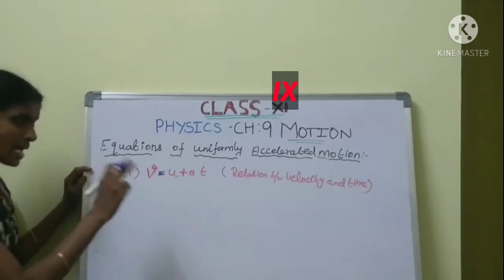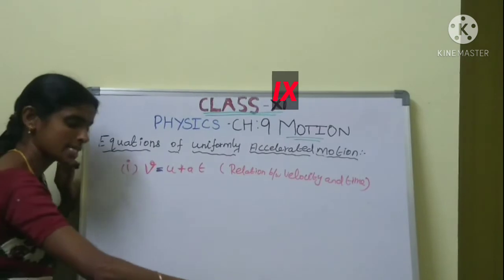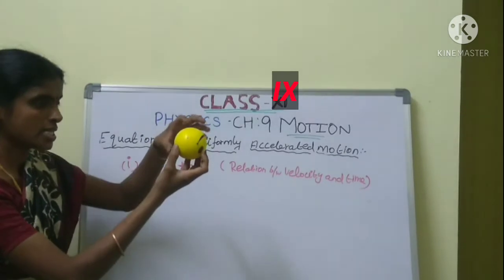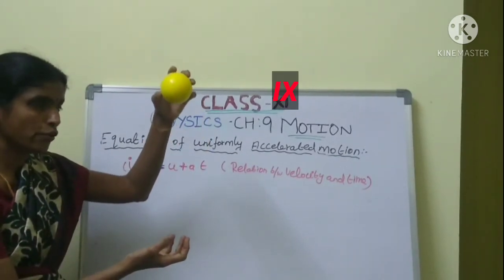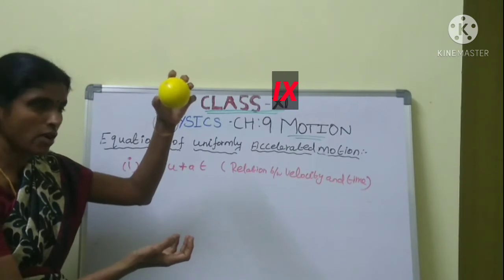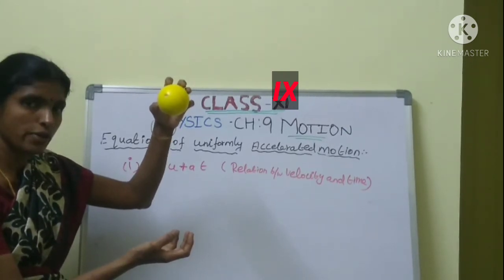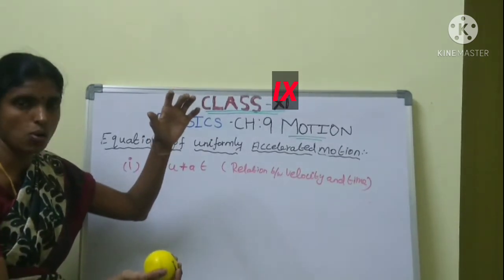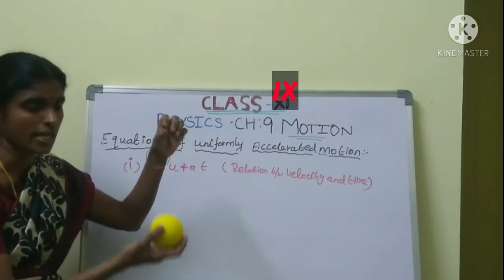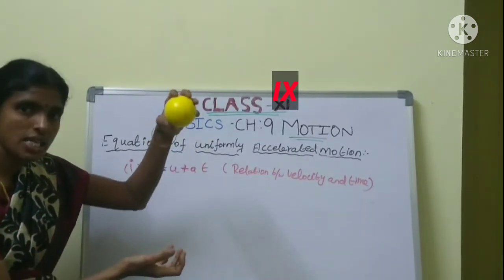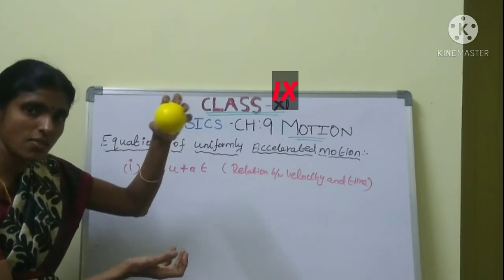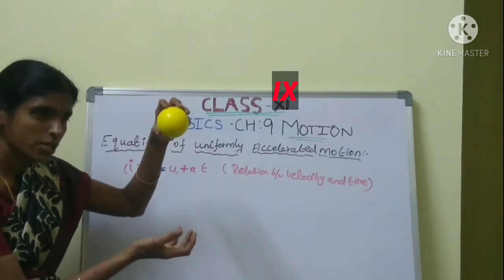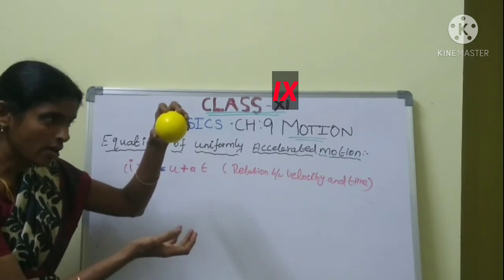Let us consider one object, let us consider one ball. The ball leaves my hand. What happens? It is going to reach the ground. Why? Because of the gravitational force. See here, this is the initial velocity of the object. This is the initial velocity, u equal to 0.